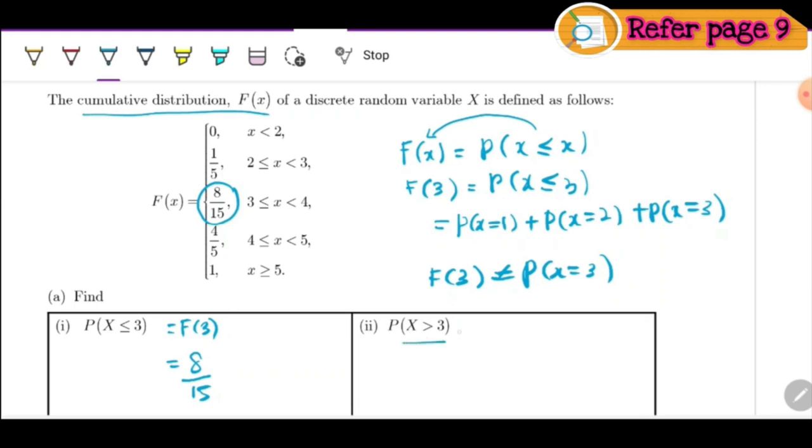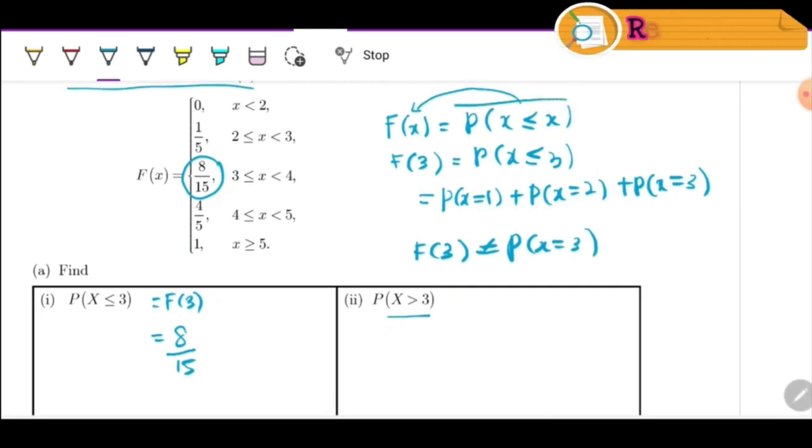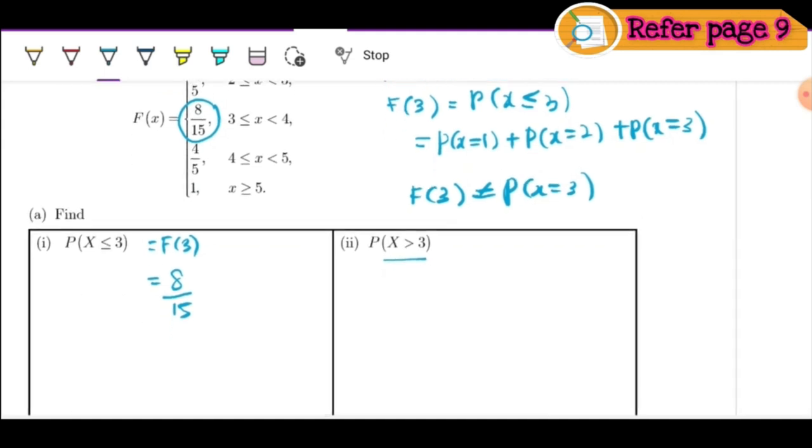Okay, question number 2. Find the probability when x is greater than 3. Remember, we can only use F of x, or capital F, when the sign is less than or equal to x. So we can use a number line to help us find the probability when x is greater than 3. So draw a number line, starting from 2, 3, 4 and 5.